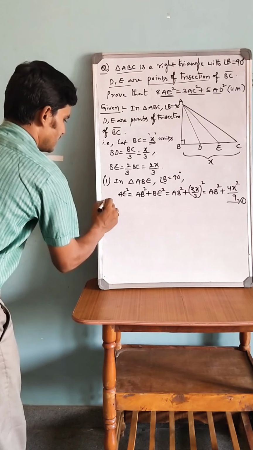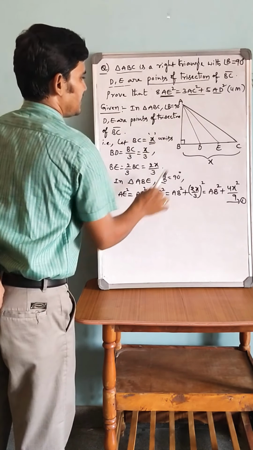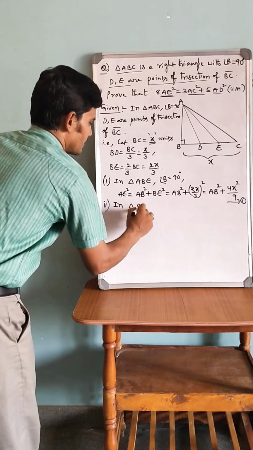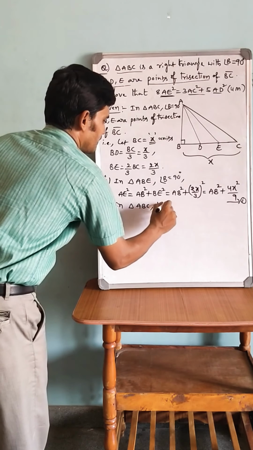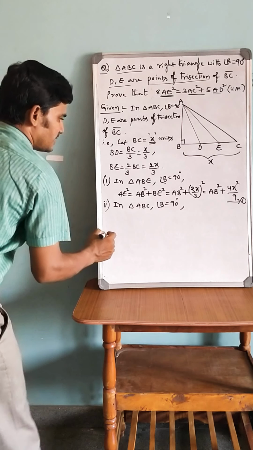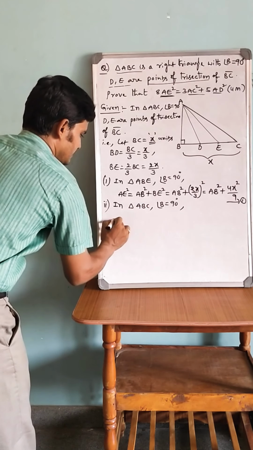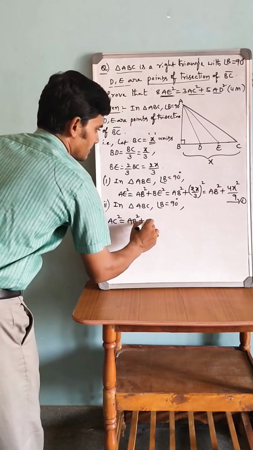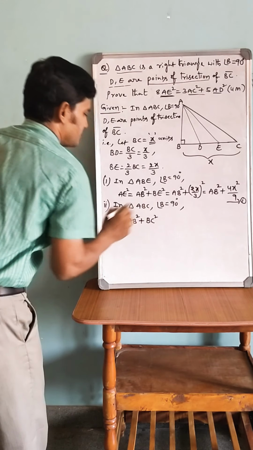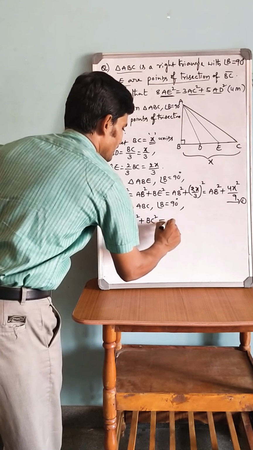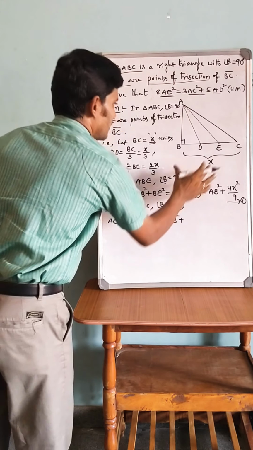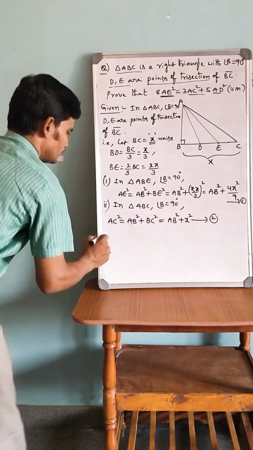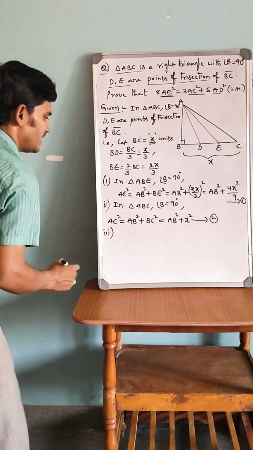Now let me take the next right triangle involving hypotenuse AC, that is ABC. In triangle ABC, angle B is equal to 90 degrees. By Pythagoras theorem, opposite to B is AC. AC square is equal to the sum of the squares of the legs, that is AB square plus BC square. As you know, the length of BC is x, so AC square is AB square plus x square. Let it be equation 2.